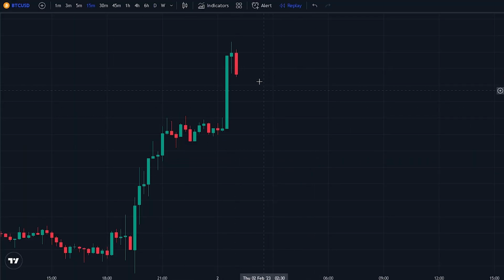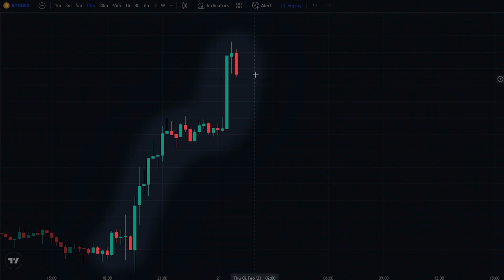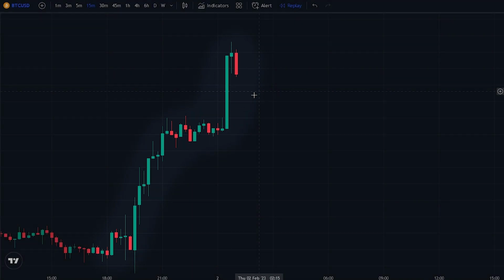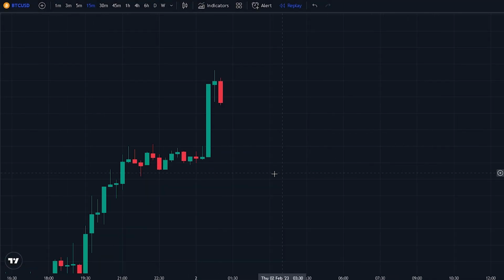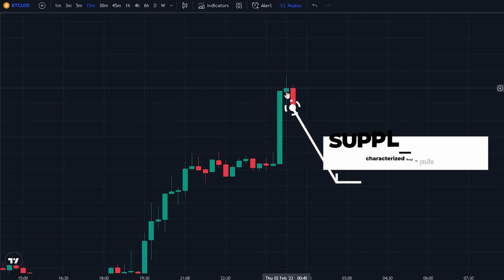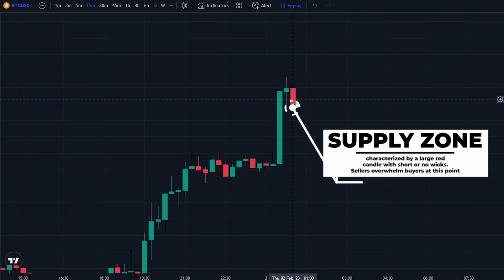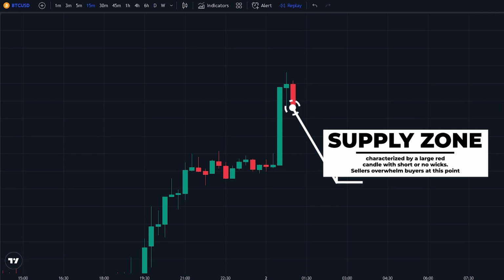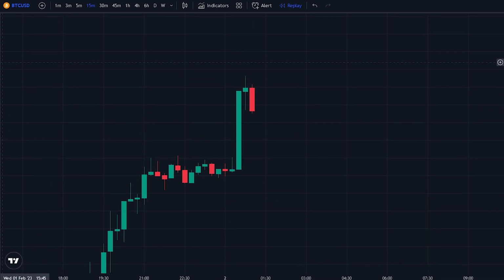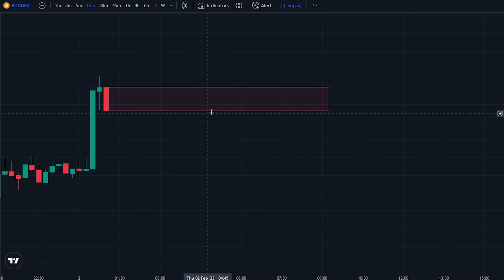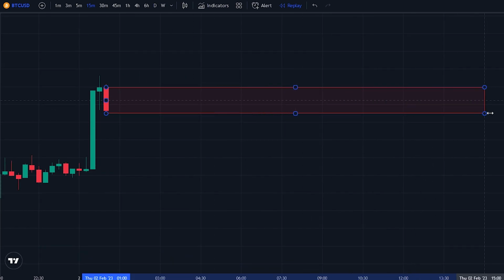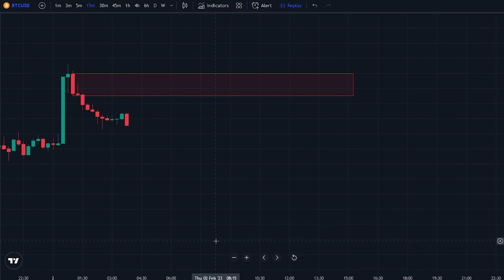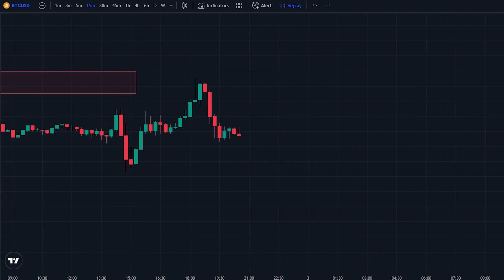To spot a supply zone, we will need to look for an uptrend in the market. We can see that an uptrend has formed here due to the higher highs and higher lows. To identify the supply zone, we will be looking for a large red candlestick. This candlestick shows us that there was an aggressive move to the downside. Now that we have spotted the candlestick, let's draw a box around the high and low of it and extend the box into the future. Even though this is the most common way of identifying supply and demand zones, let's take a look at different methods that are also commonly used.